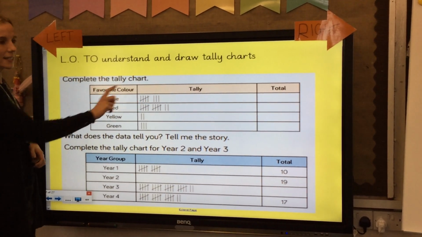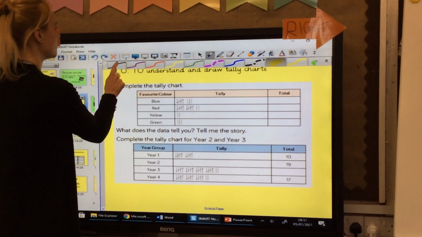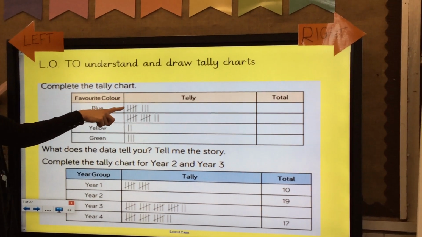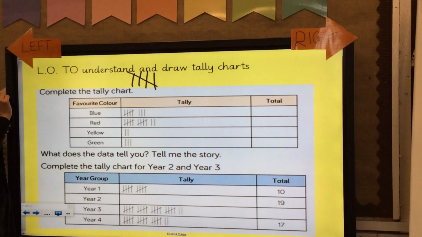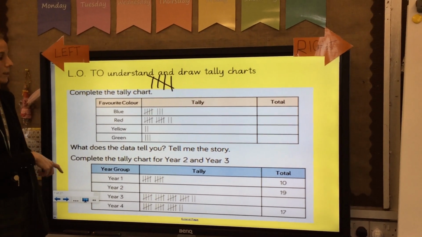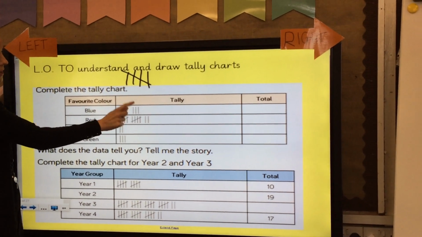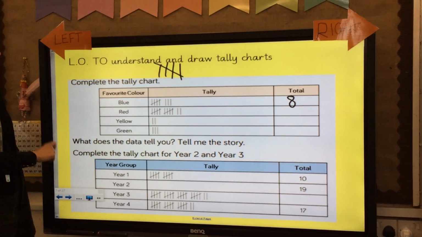And then this is the tally, and I just grab a pen. So if we have a look at the blue, I always call this a gate when it's 1, 2, 3, 4, 5 crosses. And I always say that's a gate because it's easier to count in fives. So we've got 1 5 here, 5, 6, 7, 8. So 8 children said blue.